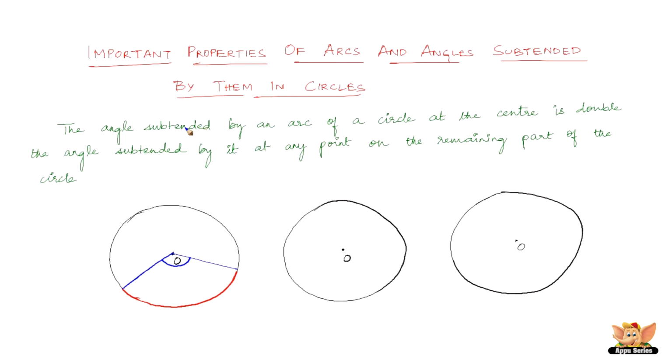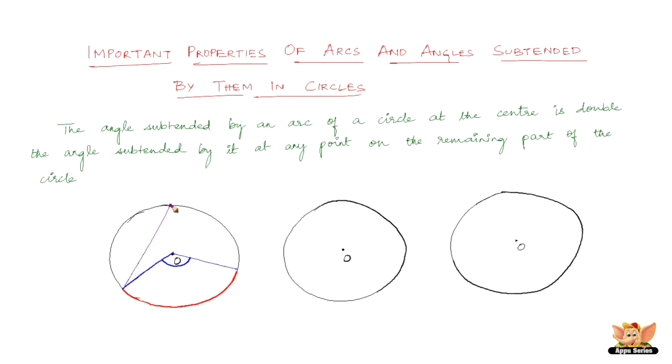Now what does this statement say? It says that the angle subtended by an arc of a circle at the center is double the angle subtended by it at any point of the remaining part of the circle. So we've got an arc here subtending an angle at the center. Now let's consider the same arc subtending another angle at any point in the remaining part of the circle. So let me choose that point, say here, and join the ends of the arc to that point.